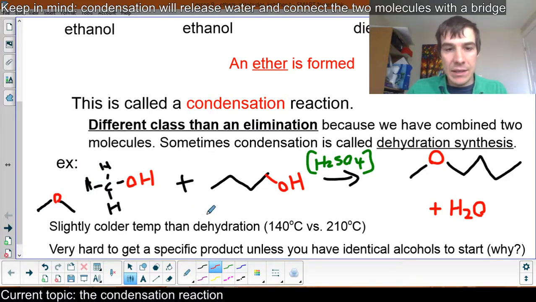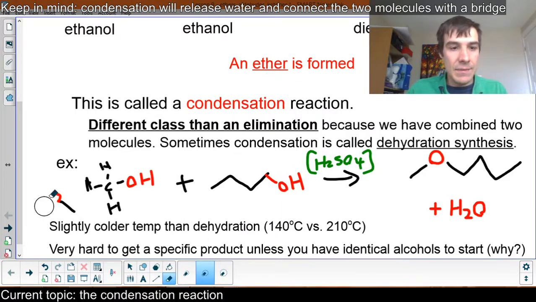Or if two of these ended up together, I'm just going to draw it here, right? You'd end up with something like this. 1, 2, 3, 4, yeah. So you know, if two of these ended up together, you get this. Two of these ended up together, you get this. So you kind of get a mix of a bunch of different ethers if you tried it.